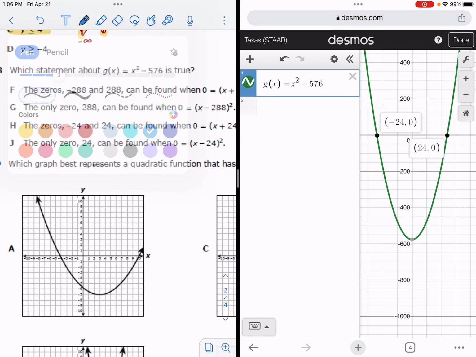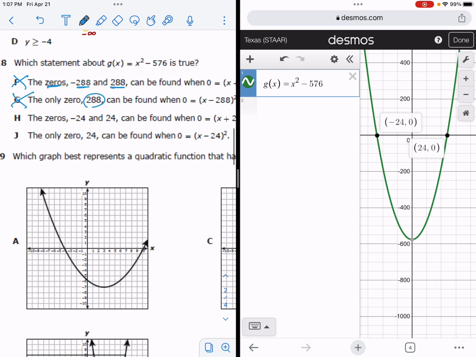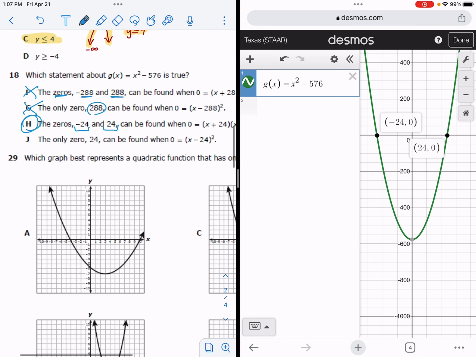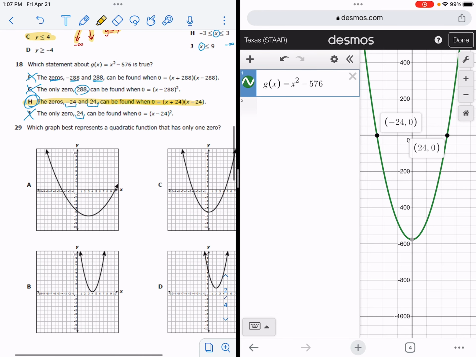Okay, and so here they're saying the zeros are negative 288 and 288. That is not true. The only zero is 288, not true. The zeros are negative 24 and 24. That is true. J says there's only one zero at 24. That is not true. So our answer is H. You could factor it if you wanted to, but we didn't need to. We have Desmos.